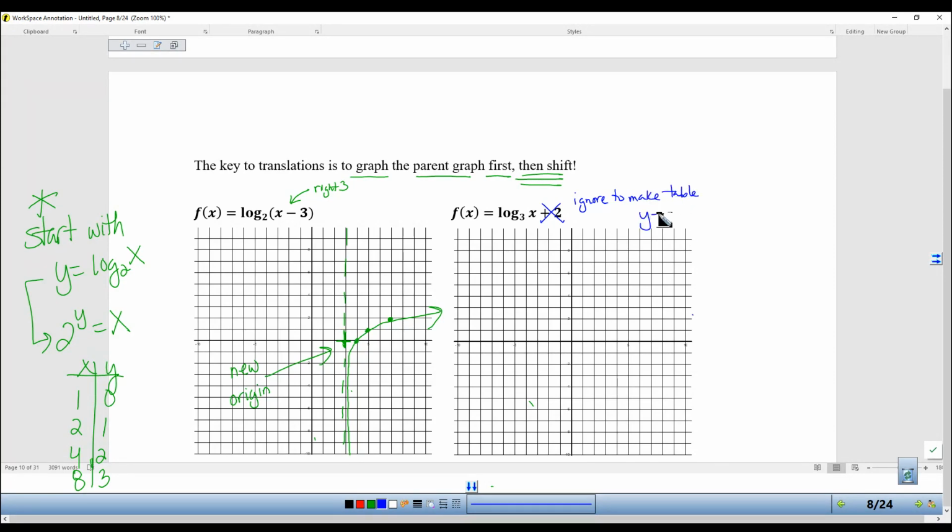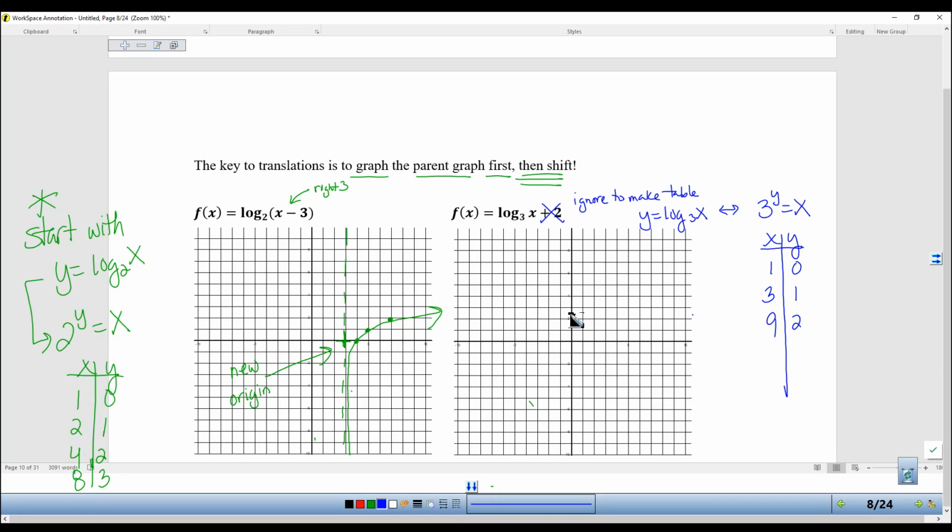So this is y is equal to log base 3 of x. And I'm going to rewrite that. It's the same exact thing to write 3 to the y is equal to x. But this is going to be something we can graph. So I pick numbers for y. Anything to the 0 power is 1. 3 to the 1 is 3. 3 squared is 9. And now I'm going to shift.